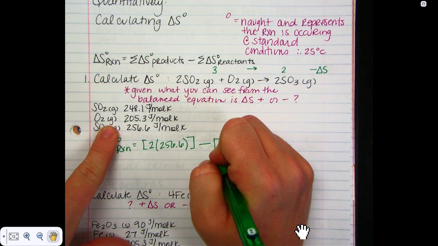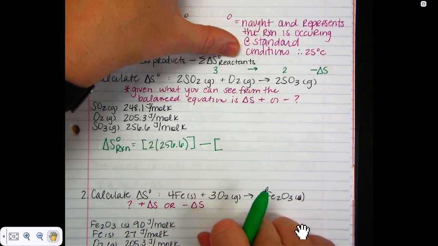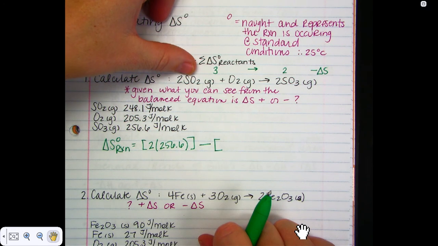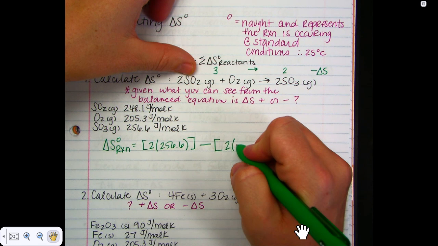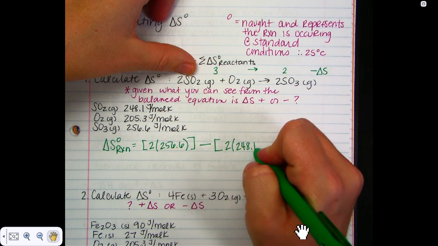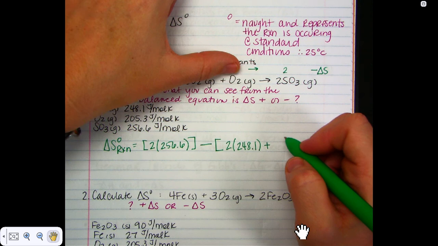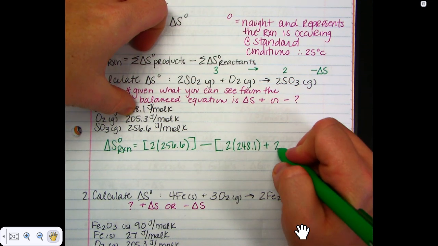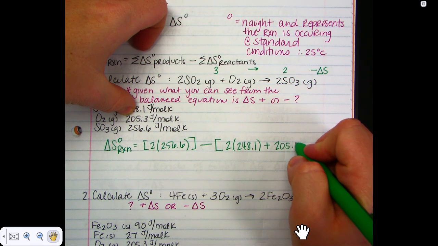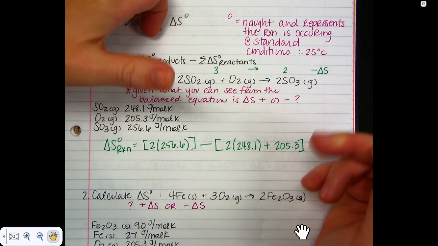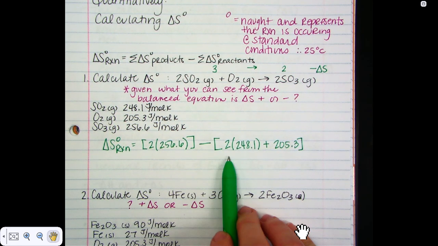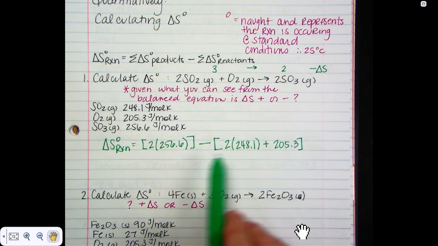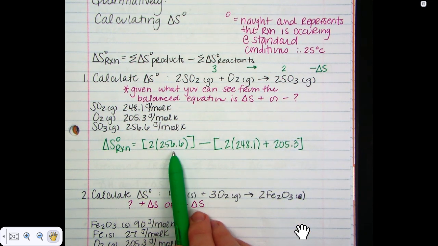Minus, and I'm going to open a new bracket for my reactants. So I have 2 reactants. I have 2 SO2 and I have O2. So 2 times the value of the SO2, 248.1, plus 1 times the value of the O2. So I'm just going to write the O2 in, 205.3. And then I just calculate, right? I'm just going to do the math part. I'm going to add it up. So I'm going to multiply here and add. I'm going to multiply here, and then I'm going to subtract the difference.